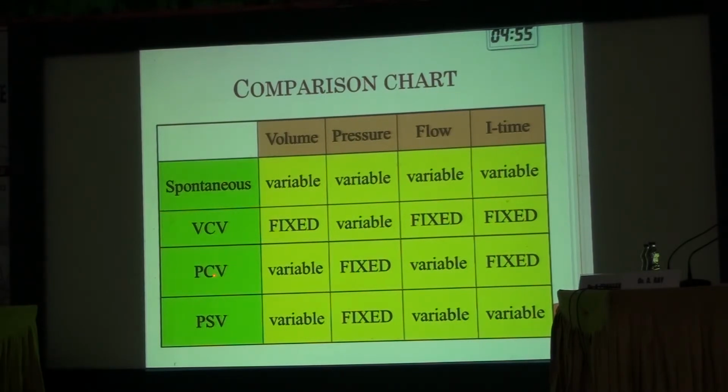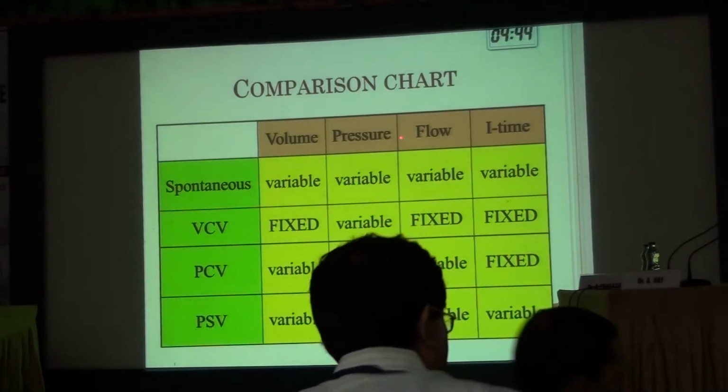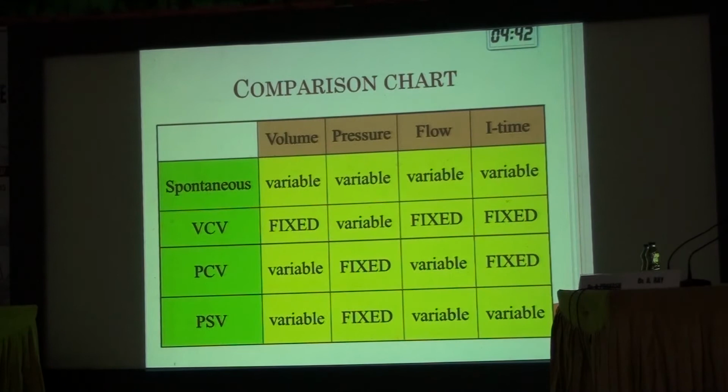In pressure control mode, on the contrary, pressure is fixed and the inspiratory time is fixed. Volume and flow are variable. Whereas in pressure support ventilation, you can see that everything is variable except the pressure. You just fix the pressure so that there is no chance of barotrauma, and everything else is going to be decided by the patient's need, and that will be sensed by the ventilator.